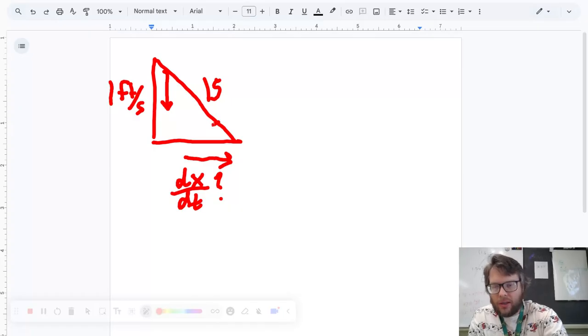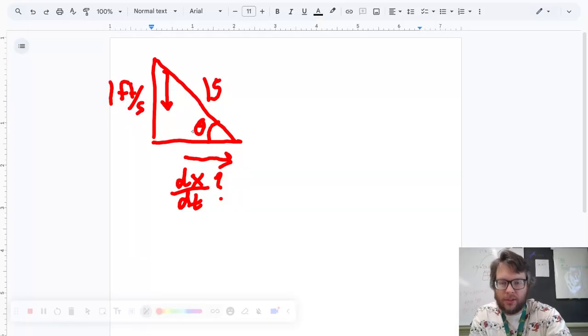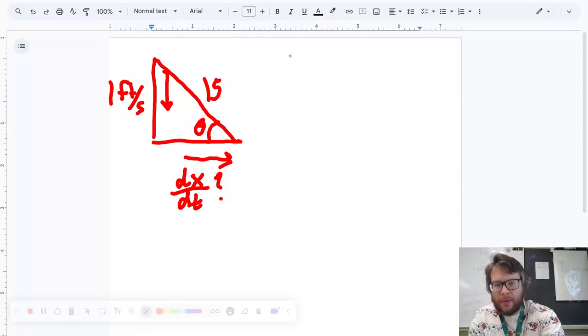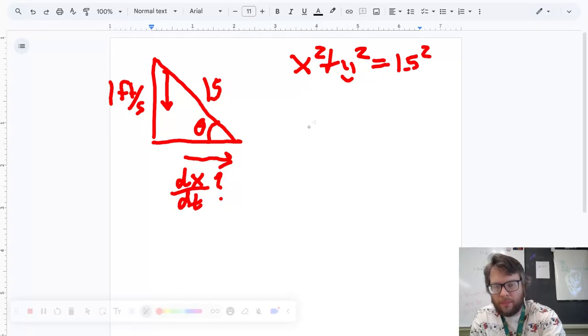And in a separate question, we're going to look at the angle here. But I'm not going to do that first. I'll just do the x first. We know that at any given time, the ladder forms a right angle with the wall. So we know that x squared plus y squared always has to equal 15 squared.